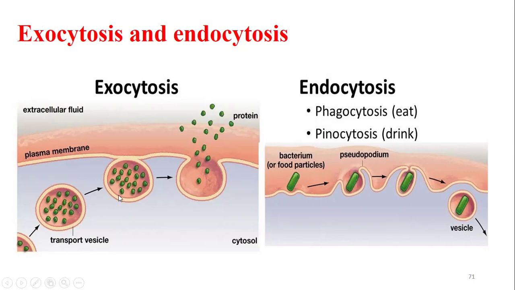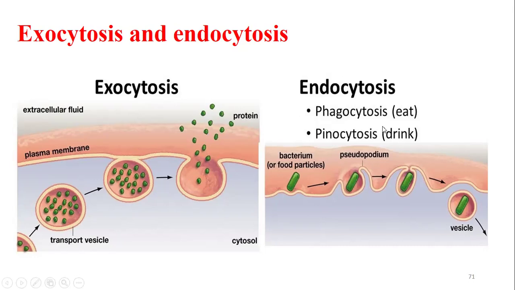So the vesicle comes, fuses with the cell surface membrane, and then opens and releases whatever it is carrying. In this case, it was carrying a protein. These are protein molecules. So that is exocytosis.